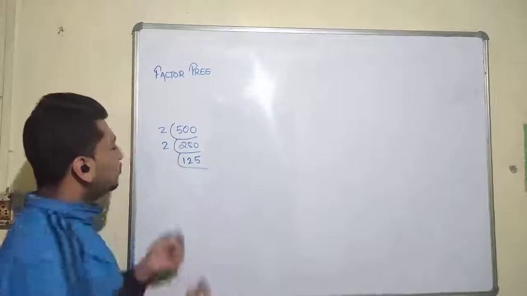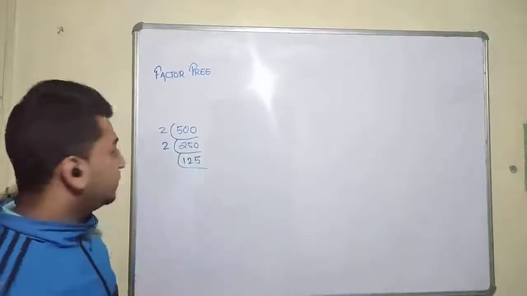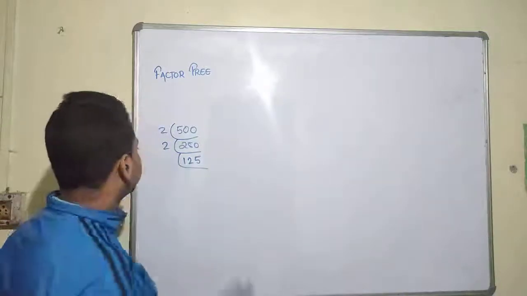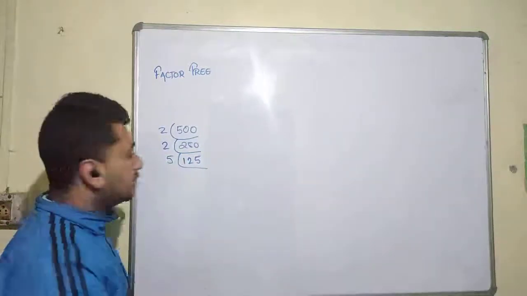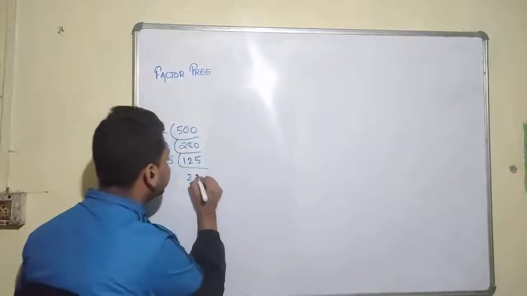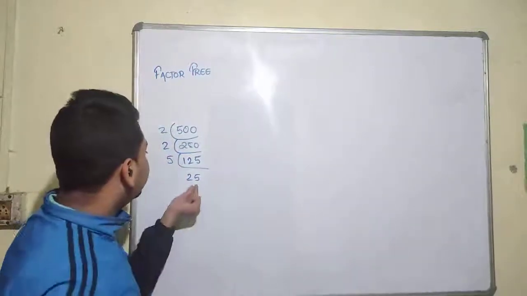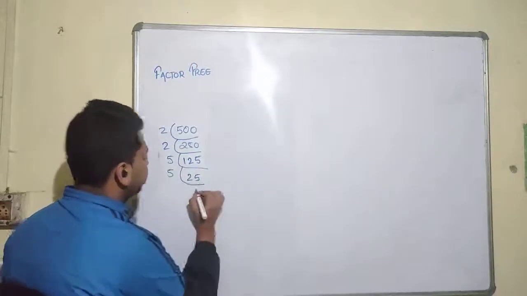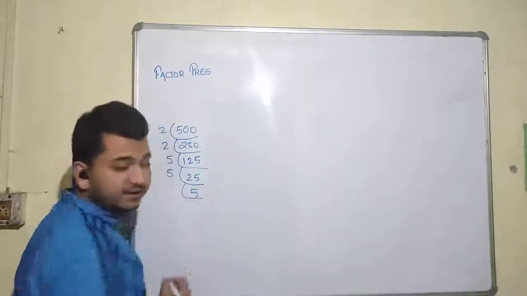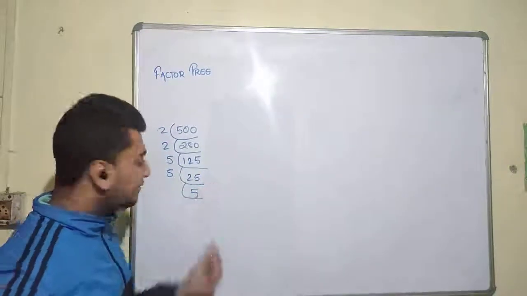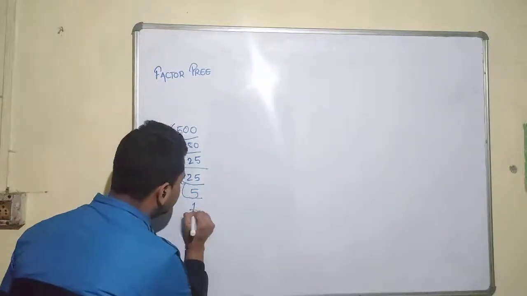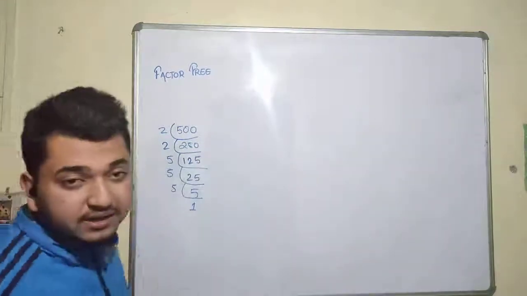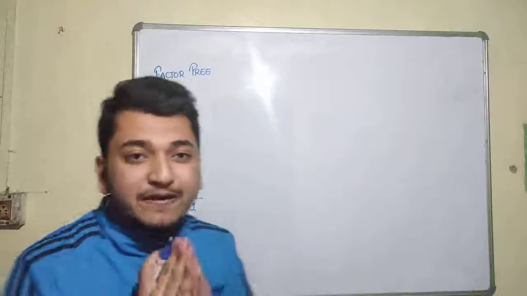So 2 125s are 250, right? Now it can be divided by 5 also, so we will just directly divide it by 5. So 5 2s are 10 and 5 5s are 25. So 5 25s are 125, and then 5 5s are 25. So 5 5s are 25 and 5 1s are 5. So we can express this prime factorization method in the form of a factor tree.